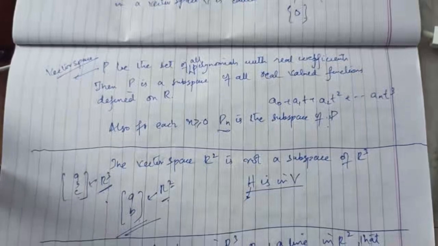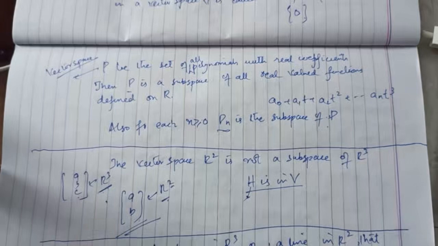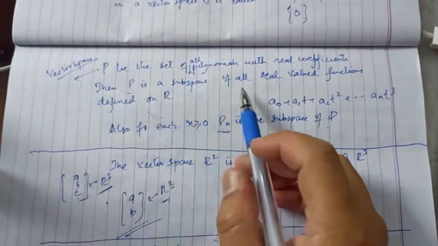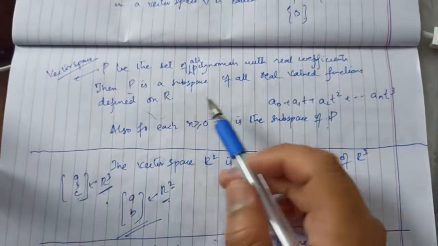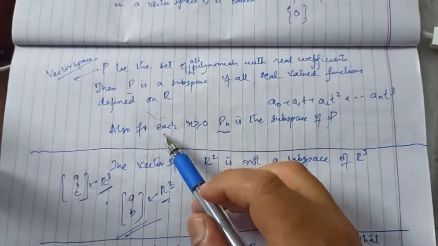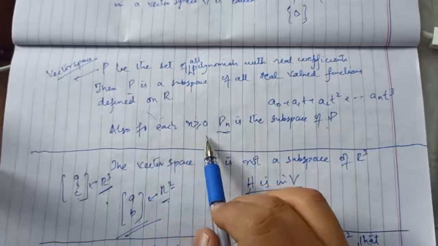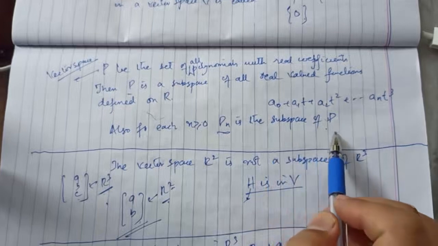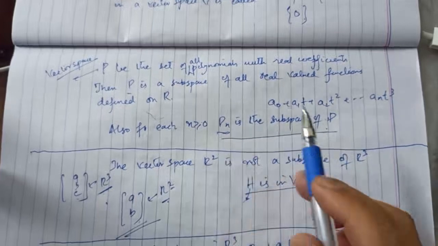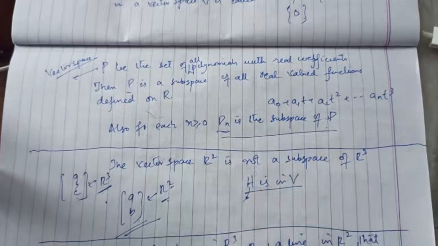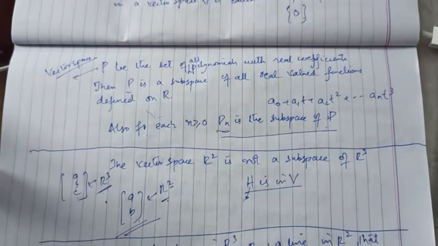Now, similarly, if P is the set of all polynomials with real coefficients, then as an example we can say P is a subspace of all real valued functions defined on R. For each n greater than 0, Pn is a subspace of P. So P is the set of polynomials for all possible real coefficients, and the Pn that we have is a subspace of this larger vector space P.